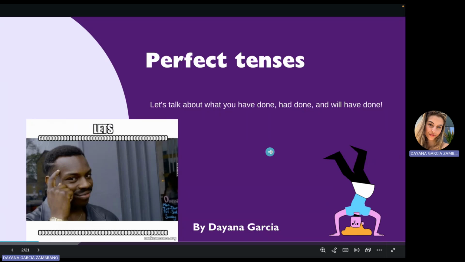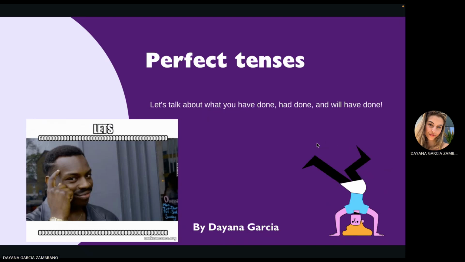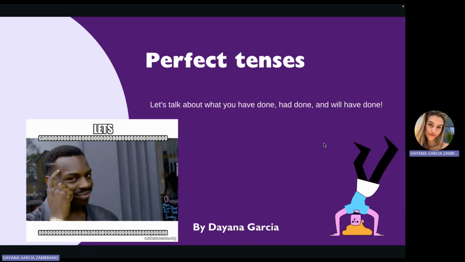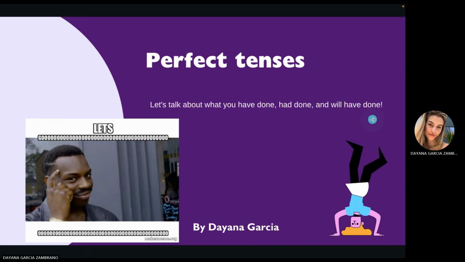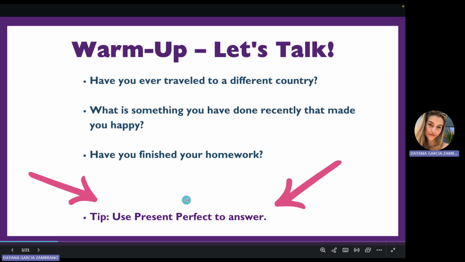So, the first thing is that the topic is about perfect tenses, and we're going to talk about what you have done, had done, and will have done. To start the class, we have a warm-up activity where I will ask the students some questions and they need to use or try to use present perfect to answer.